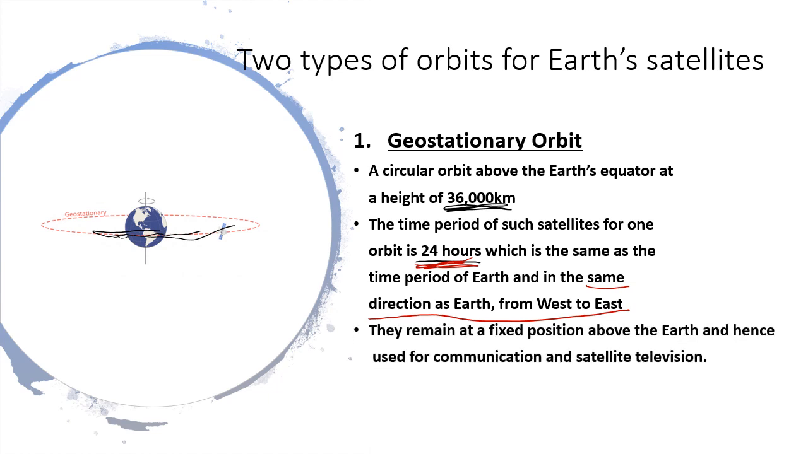So, because they are moving at the same speed and in the same direction as the Earth, they remain fixed, or it looks like they are in a fixed position above the Earth. And because of that, they can be used for communication and satellite television. Why is that important? Because I have to communicate. For me to make my communication easier, it is better if I know where the person is, isn't it?